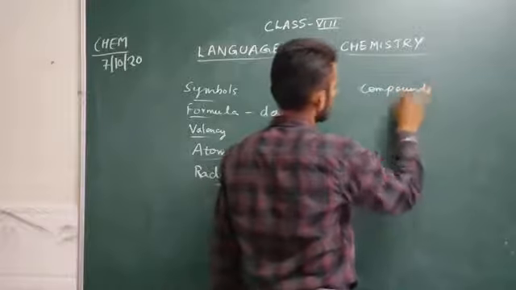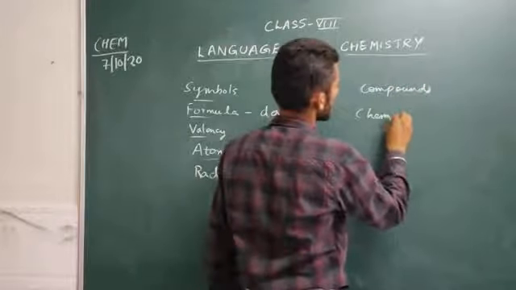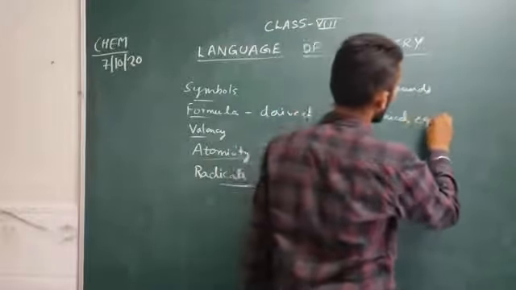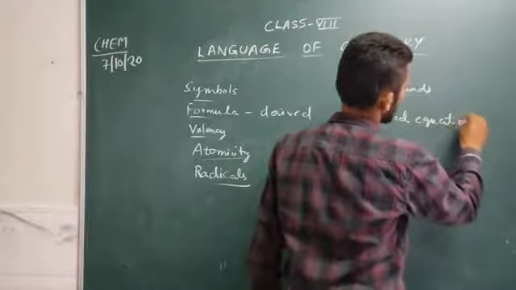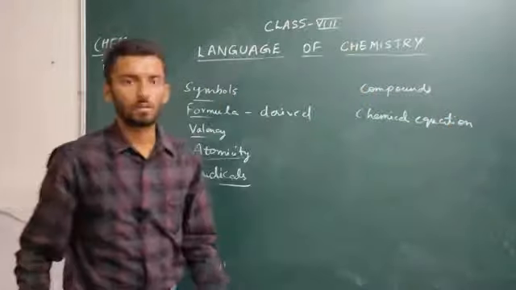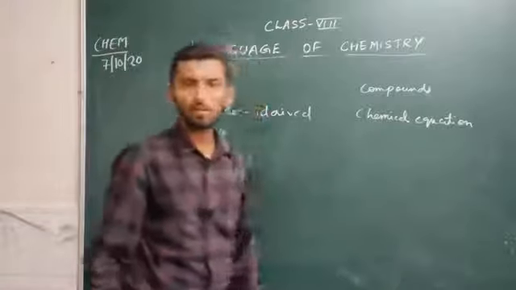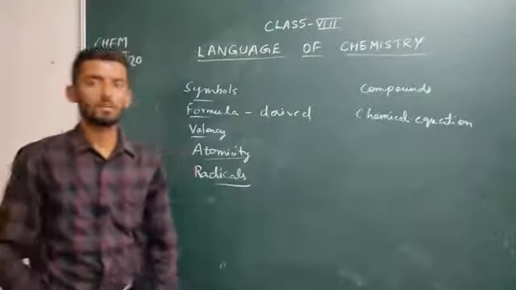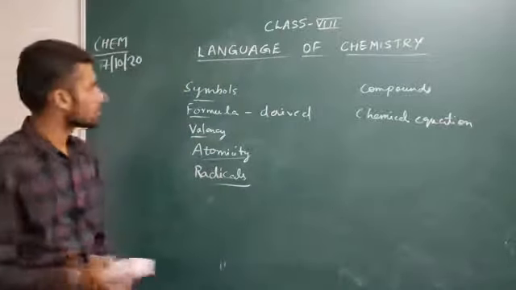After that we will study about chemical equations, how a chemical equation is written, what are the different ways to balance a chemical equation and why it should be balanced. So all that we are going to study in this particular chapter.